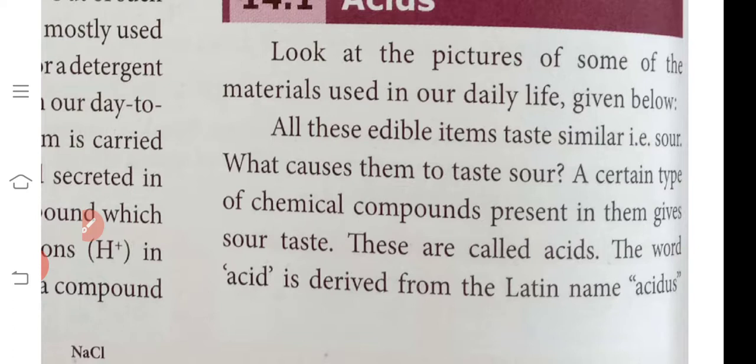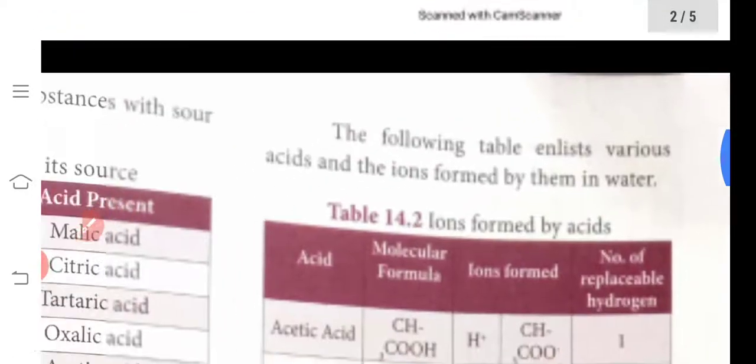Certain types of chemical compounds present in curd and juices cause this. These chemical compounds with a sour taste are called acids. The word acid is derived from the Latin word acidus, which means sour. This is one mark.